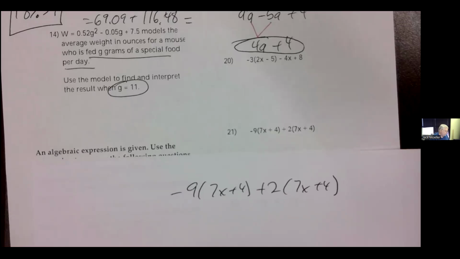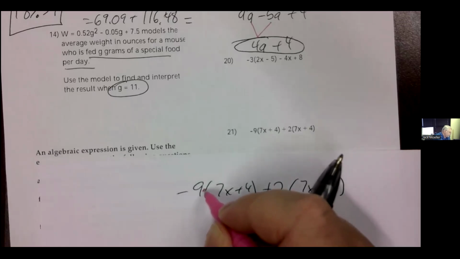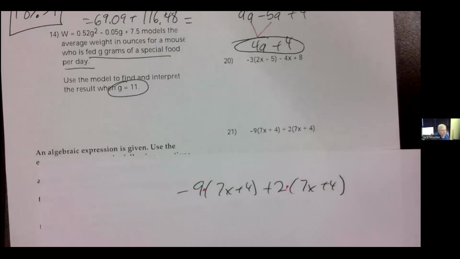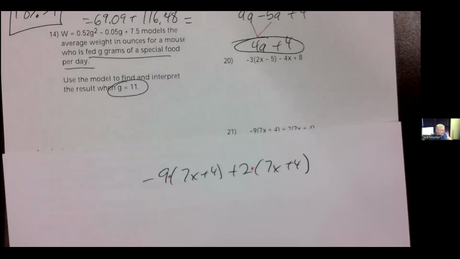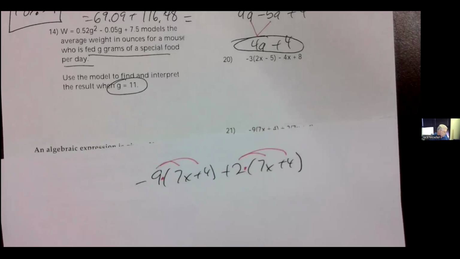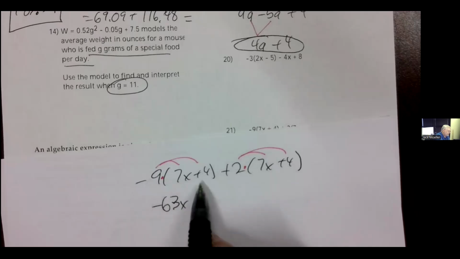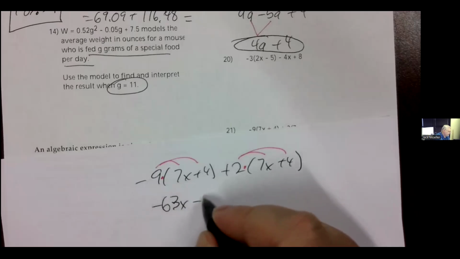Well, again, nothing to do inside either grouping symbol. So now we go to our distribution. And again, you may want to put those multiplication dots to remind you. In this case, we have two distributions to do. We have -9 times both of those, and +2 times both of those. So -9 times 7 is -63x. -9 times +4 is -36.